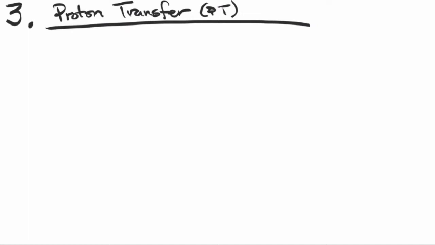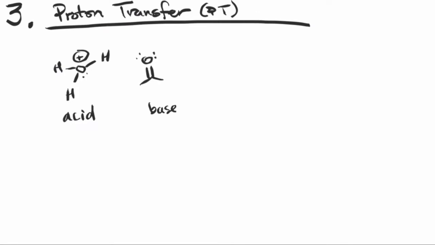Our third pattern is proton transfer, often abbreviated as PT in my class. It looks very much like a nucleophilic attack. So we have here the acid and the base. Again, the base would be your nucleophile and your acid would be your electrophile. So in a proton transfer step, the lone pair from the base will attack the proton.